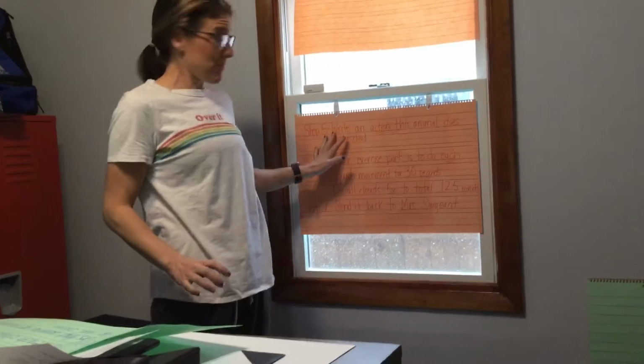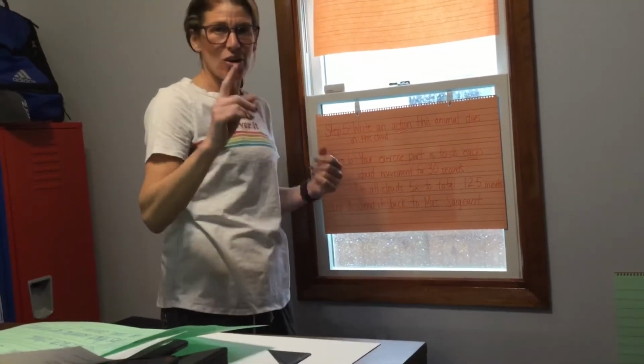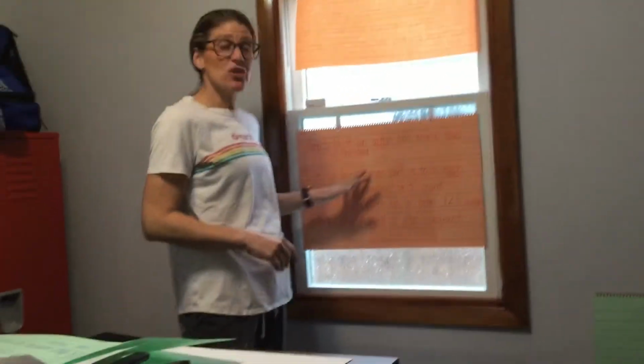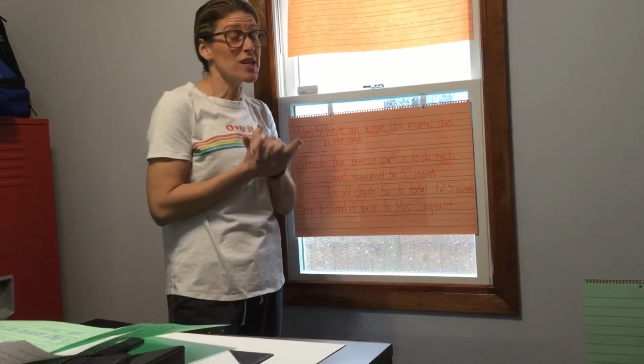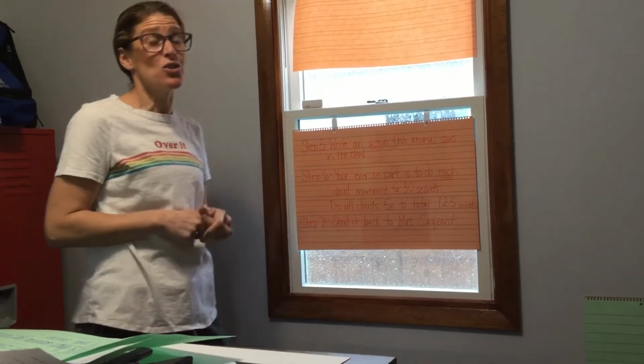Step 5, you're going to write an action this animal does in the cloud. So after you thought all about it, pick one. You're going to write that in the cloud. Step 6, your exercise part of this sheet is to do each cloud movement for 30 seconds. There are 5 clouds. You're going to do all the clouds 5 times. It's going to take you about 12 and a half minutes to do this.